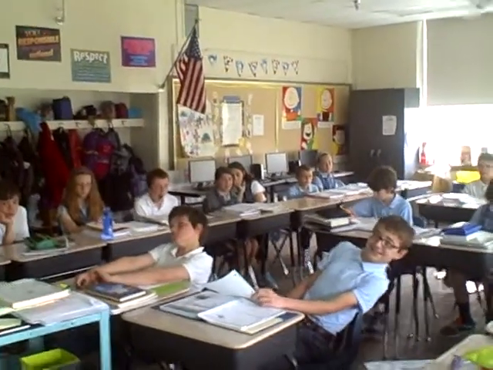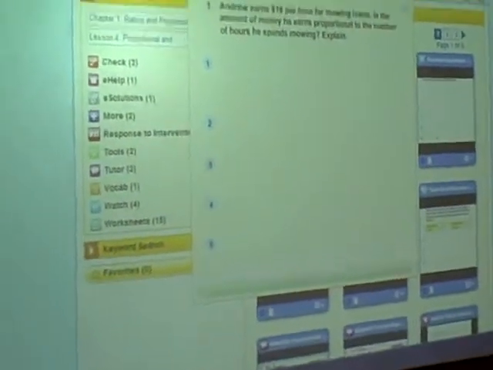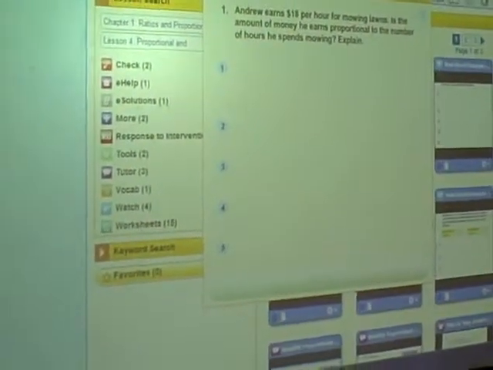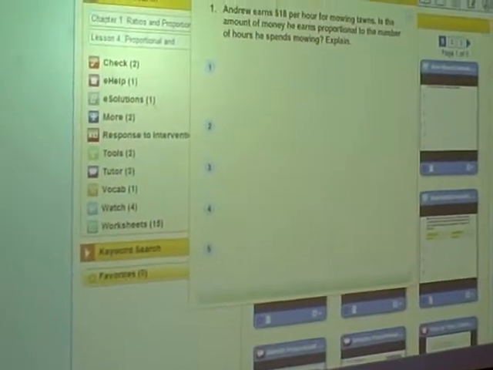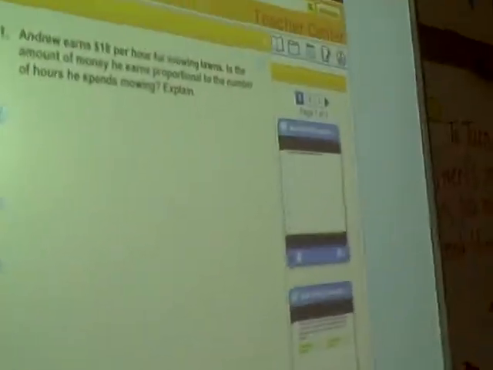Wonderful. So we're going to look at some story problems, and we're going to start working out whether or not that is proportional or non-proportional. Your first problem. Andrew earns $18 per hour for mowing lawns. Is the amount of money he earns proportional to the number of hours he spends mowing? Explain your answer.